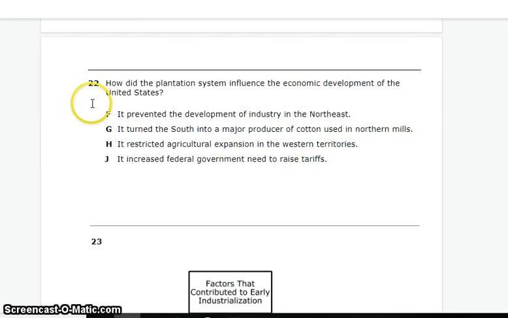Number 22. How did the plantation system influence the economic development of the United States? F. It prevented the development of the industry in the Northeast. G. It turned the South into a major producer of cotton used in northern mills. H. It restricted agricultural expansion in the Western territories. J. It increased federal government need to raise tariffs.